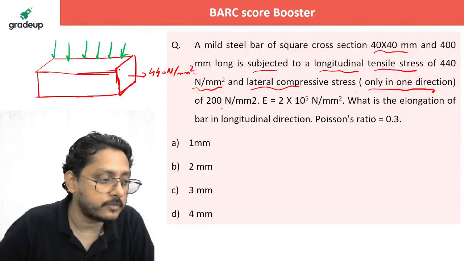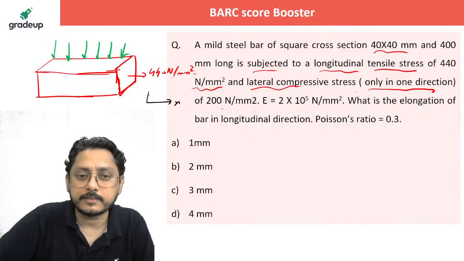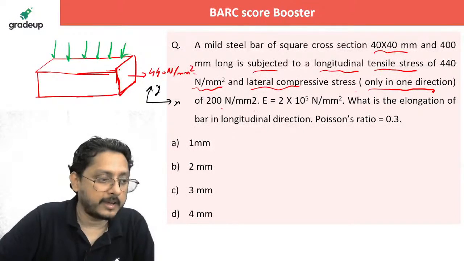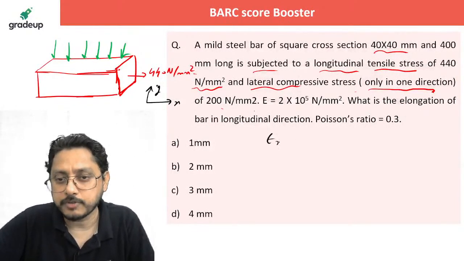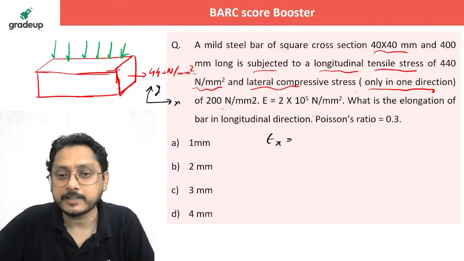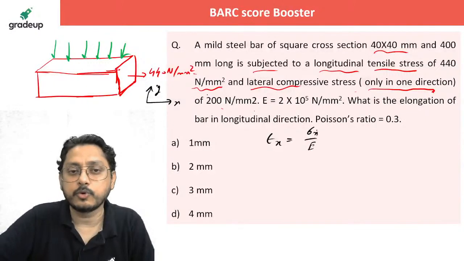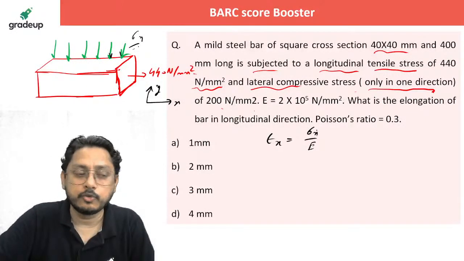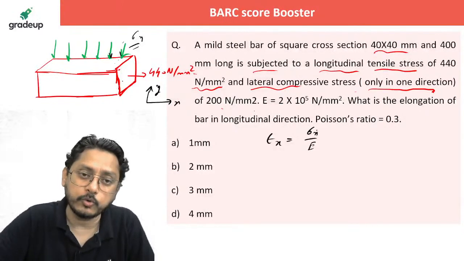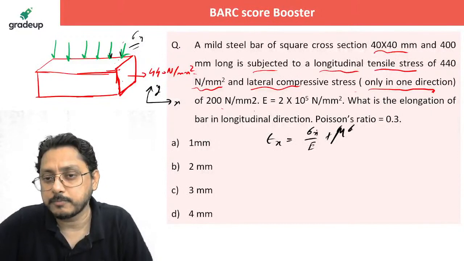So to get the elongation, first of all, one should know what is the strain in the x direction. If I consider this is my x and this is my y, x and y axis we are considering. So strain in the x direction will be simply sigma x by E. That sigma x is going to elongate this one, and sigma y, the way you are applying sigma y is also going to elongate the bar in the x direction. So plus mu times sigma y by E.